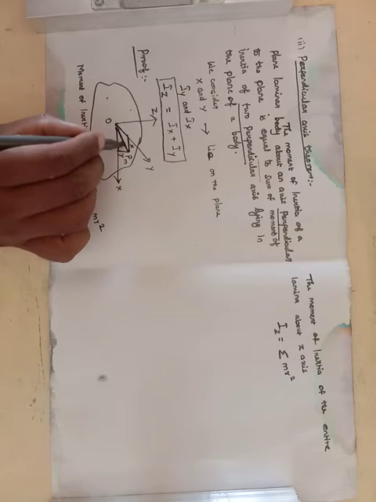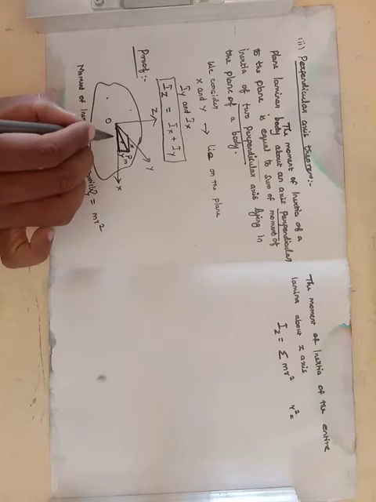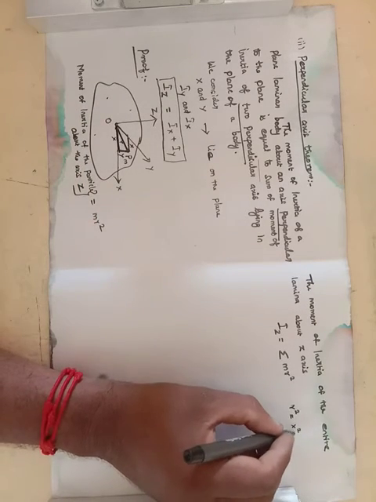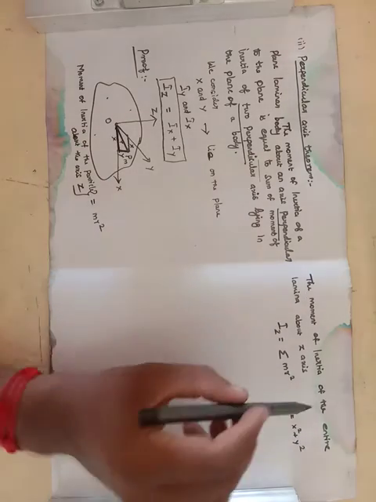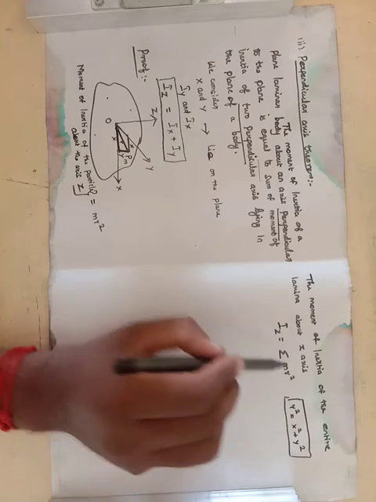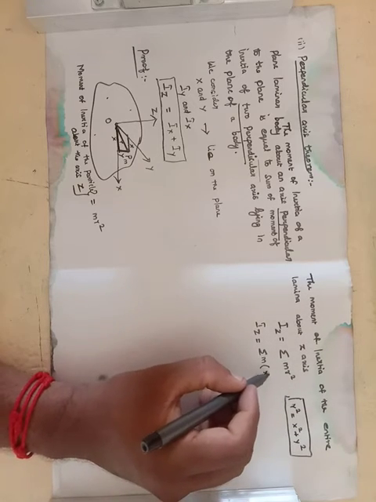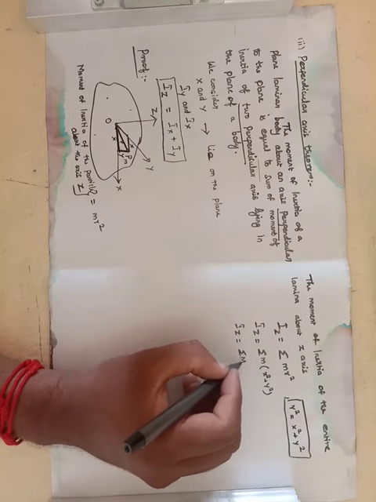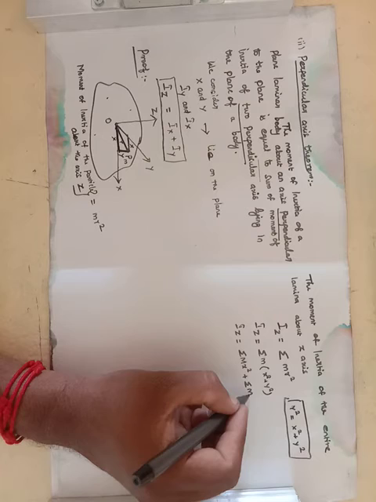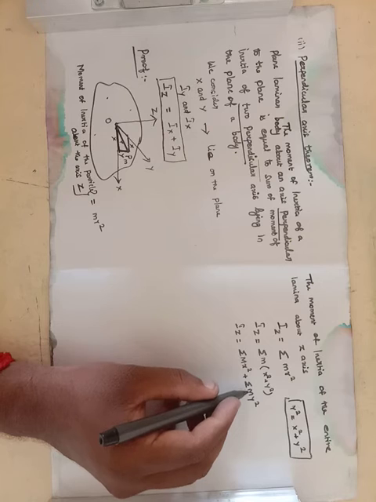For calculating the value of r we take this triangle. In this triangle, what is r square? r square is equal to x square plus y square. So this formula is substituted in this equation, meaning Iz is equal to summation m into r square, that is x square plus y square. In the next step it can be written as Iz is equal to summation m x square plus summation m y square.